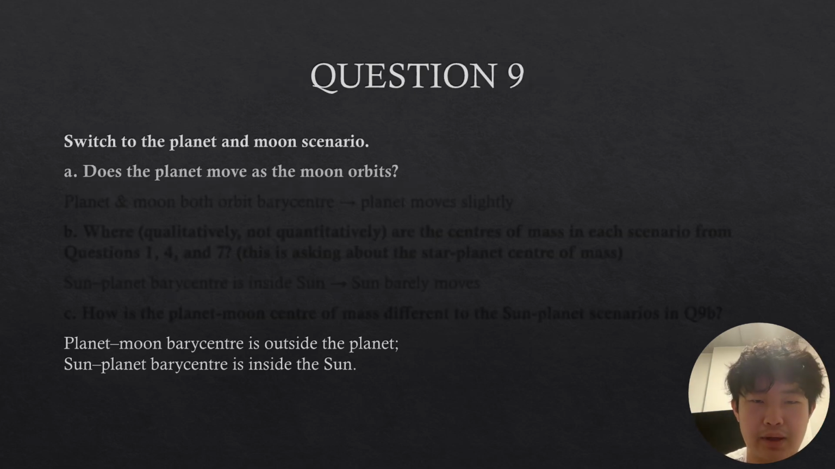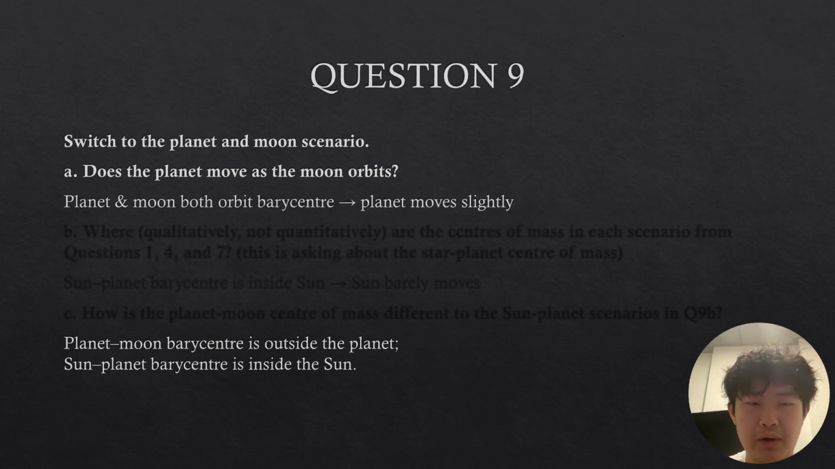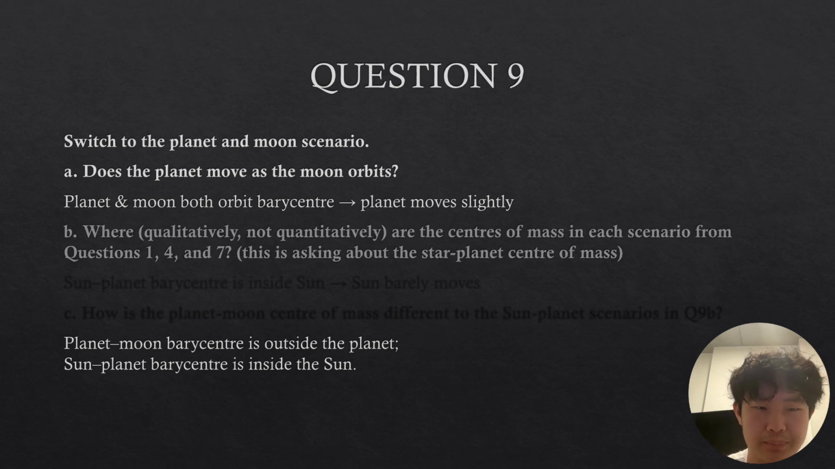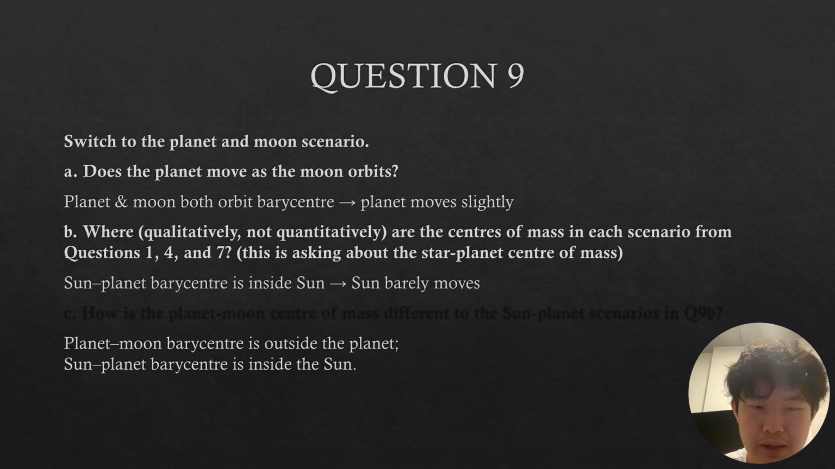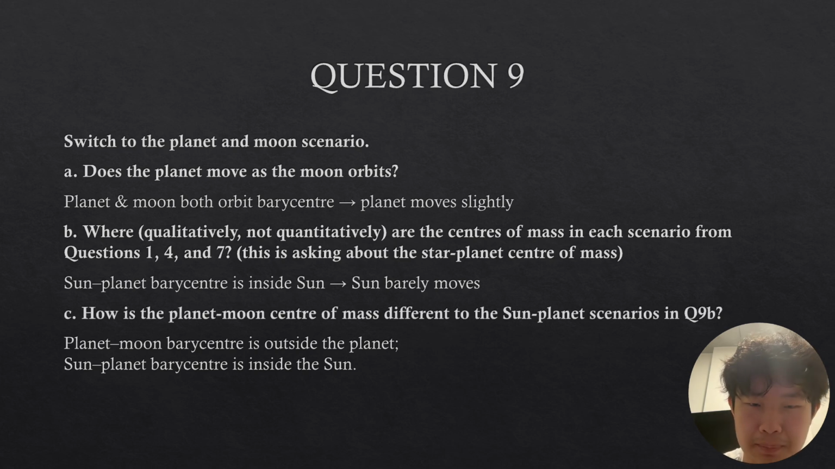For question 9, in planet-moon systems, the planet does move. Both the planet and the moon orbit their shared center of mass, called the barycenter. Because the planet is more massive, the barycenter sits close to the planet, so its motion is small but still noticeable. In some systems, the Sun is so massive that the barycenter lies inside the Sun, so the Sun barely moves while the planet travels almost the entire orbit. The difference is that the planet-moon barycenter is outside the planet, whereas the Sun-planet barycenter is deep inside the Sun.